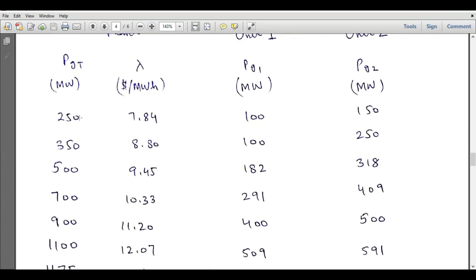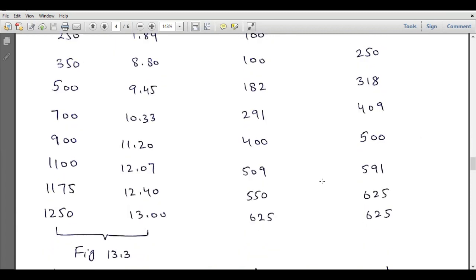And for a total load of 250, 100 will be assigned to the first generator and 150 will be assigned to the second generator. And this is our incremental fuel cost, which will be the smaller value of the two generators. And here it is 8.80 for 350 megawatt. For 500 load, we have this incremental fuel cost, and this is the load sharing at 700 megawatt. These are the values, and so on.